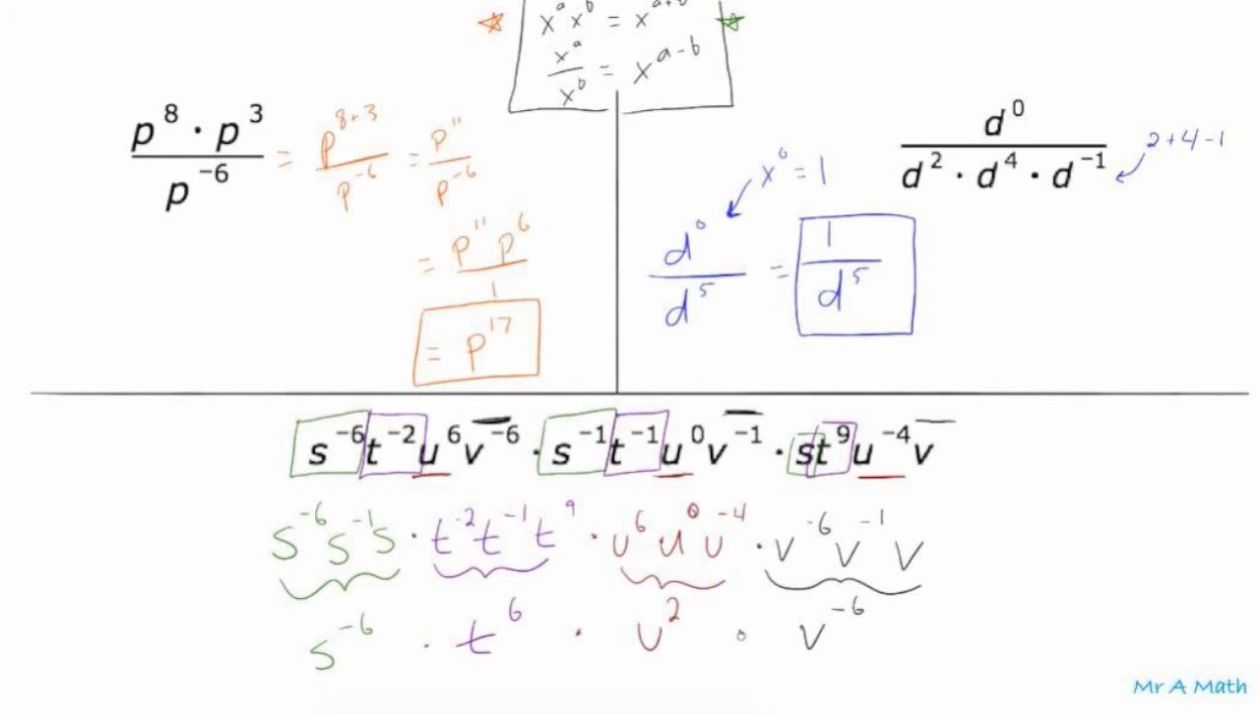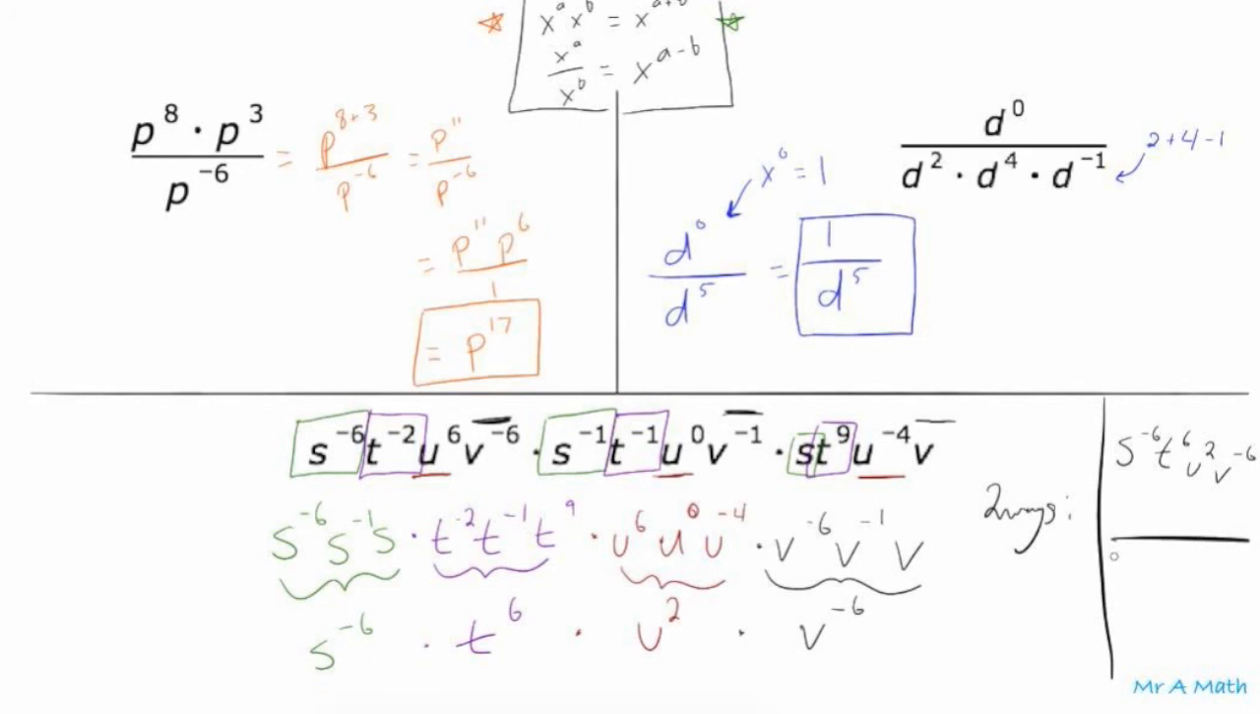So now, when I multiply all of these together, I could write my answer in two ways. I can just write s to the negative 6th times t to the 6th times u to the 2nd times v to the negative 6.